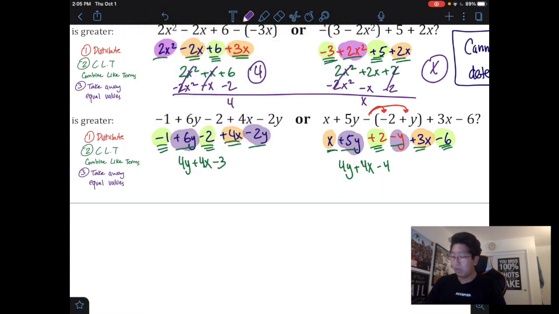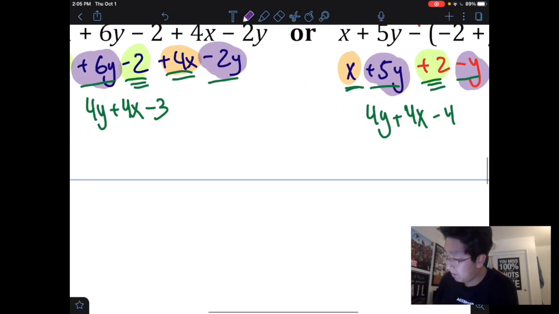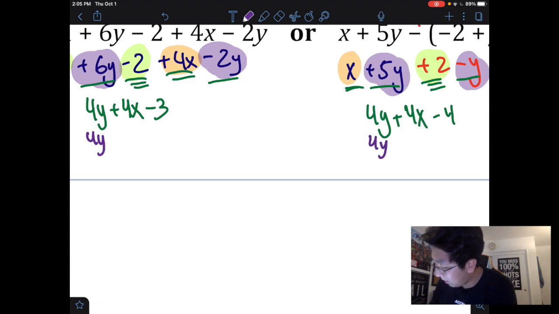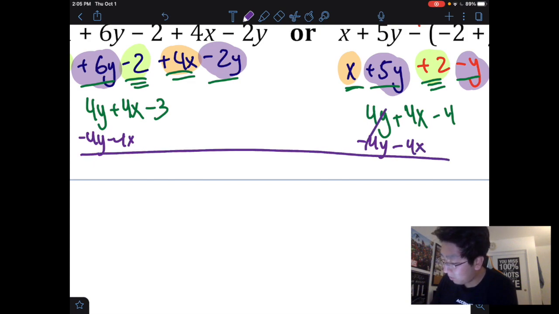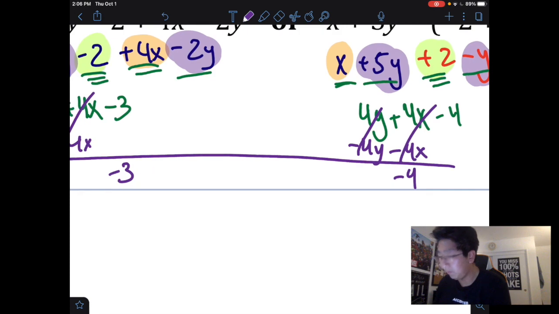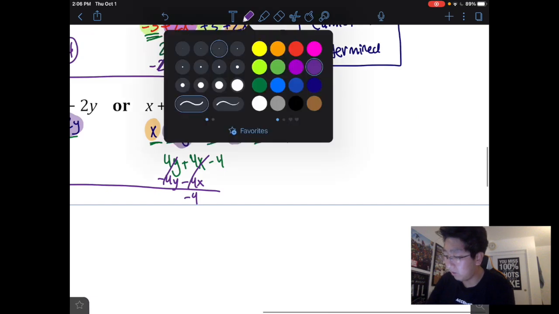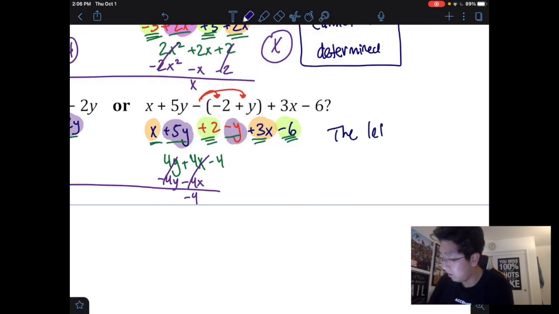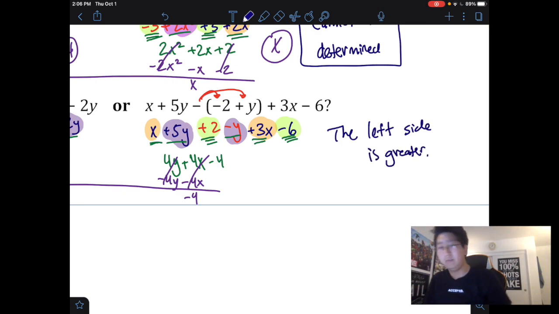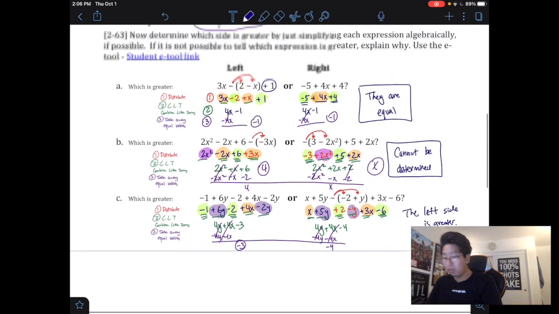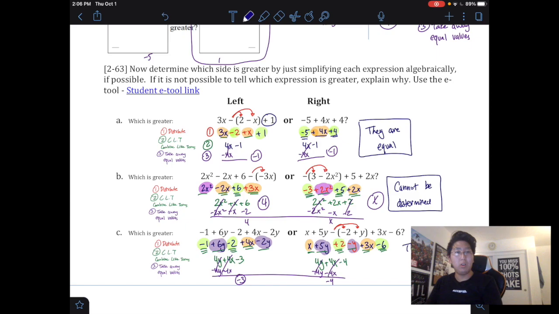All right, last, we're going to take away equal values. So we're going to look, what do they both have? They both have 4y. They both have 4x. So I'm going to subtract both of those. Minus 4x. All right. So I'm going to go ahead and get rid of those. End up with minus 3 and minus 4. Which side's greater? The left side. Minus 3 is greater. The left side is greater. Those are our notes. Good luck.